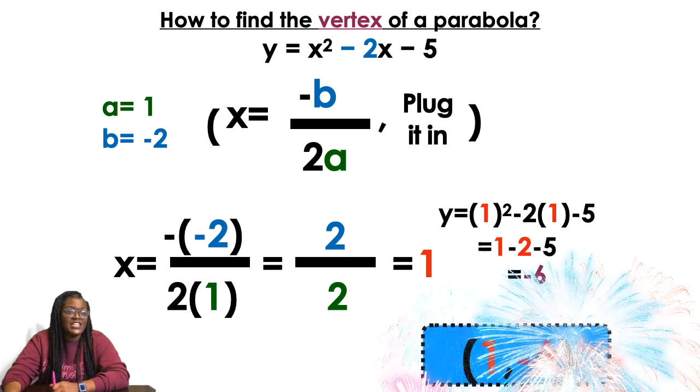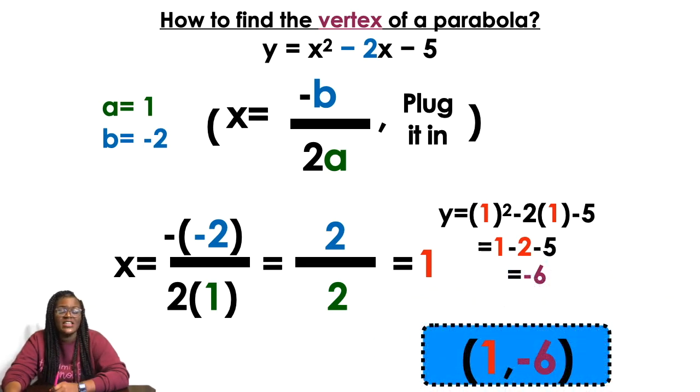So my final answer is (1, -6). So that's how you find the vertex of a parabola in a nutshell.